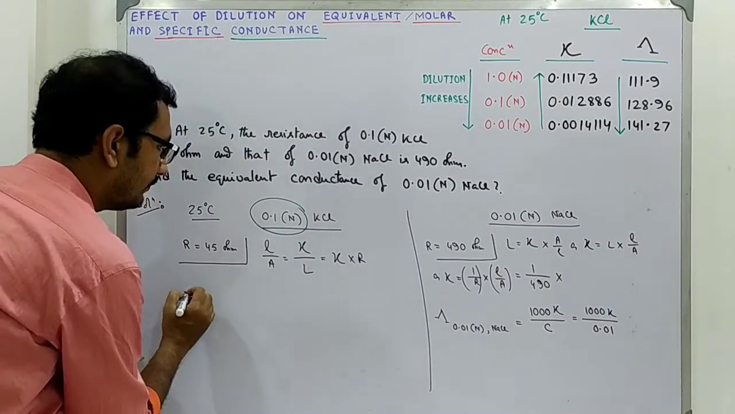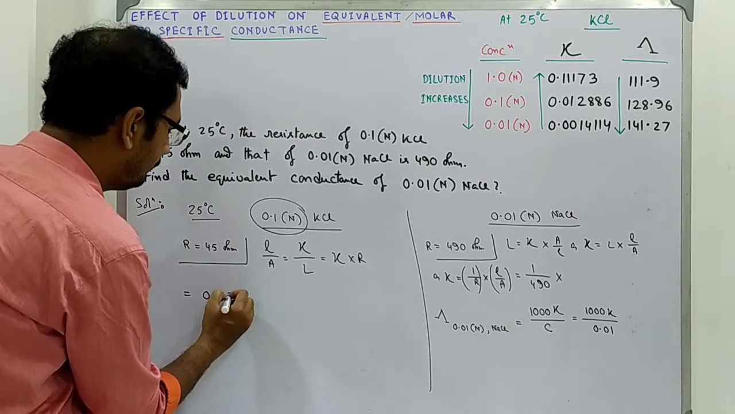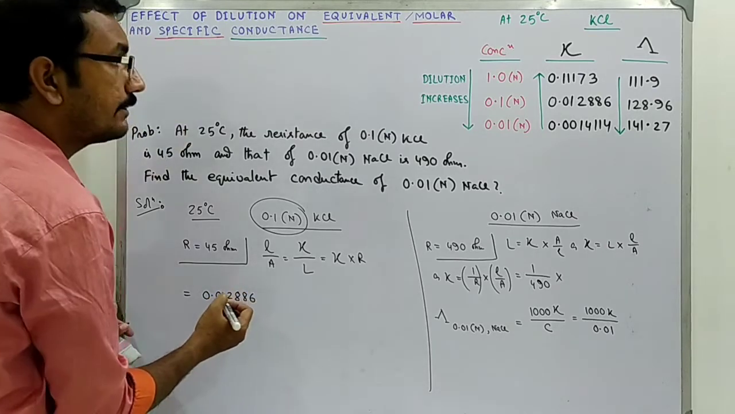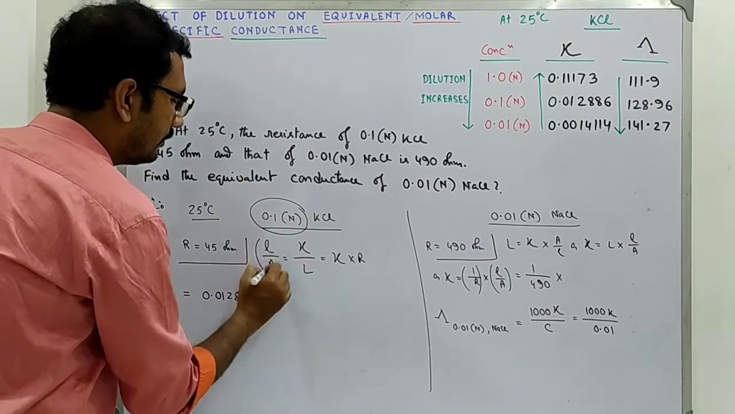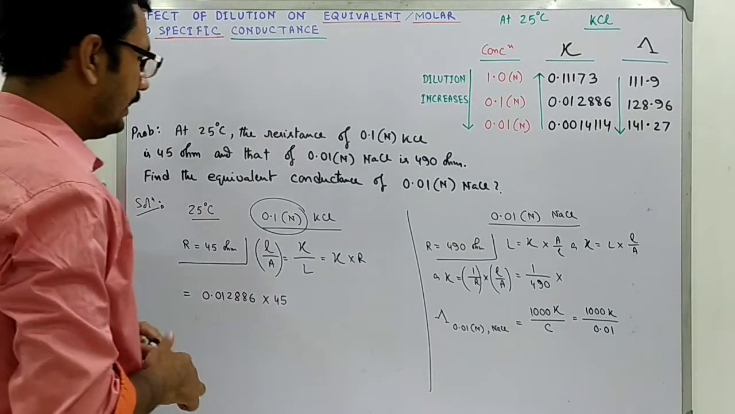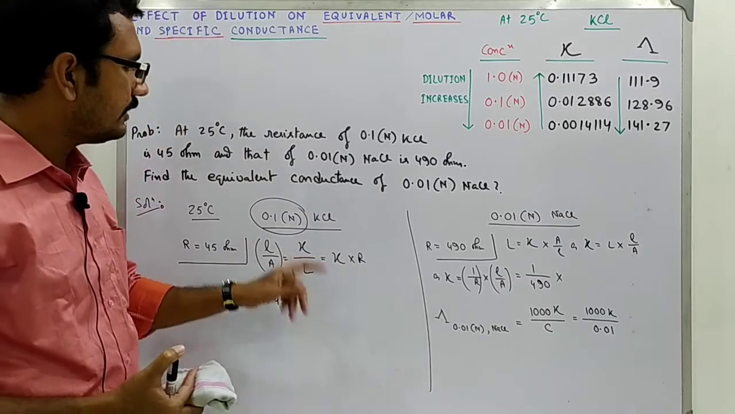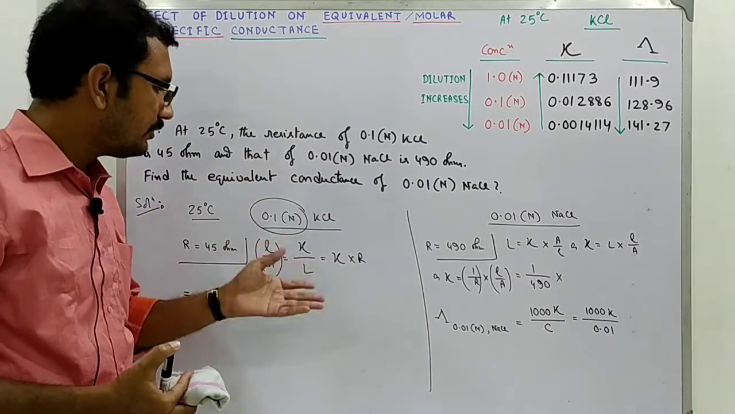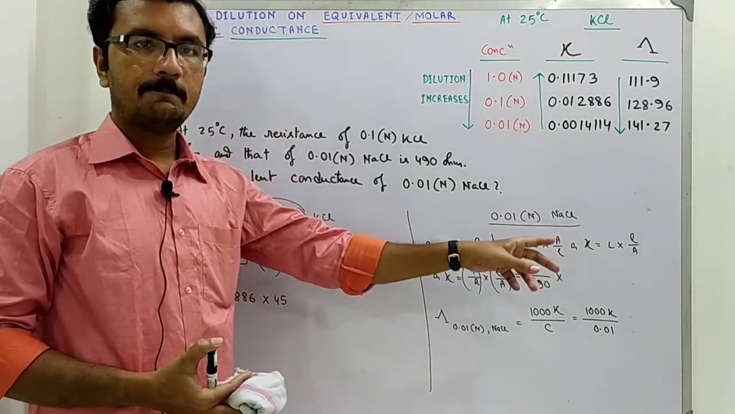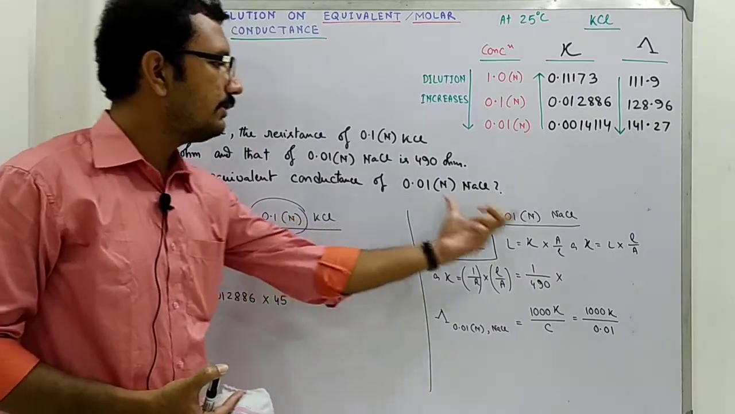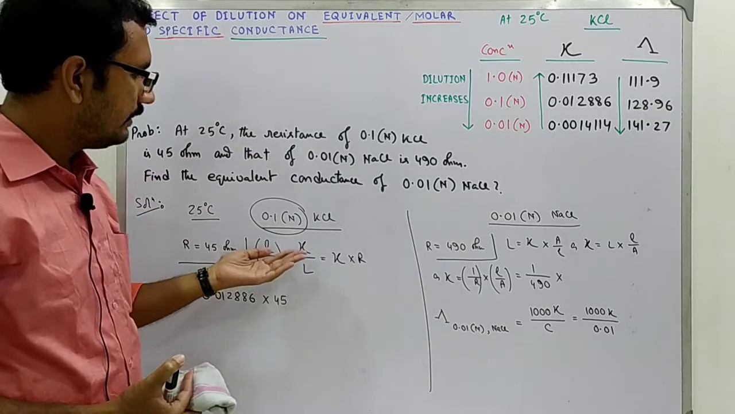You put here, equals, copy it correctly, 0.0128886 into the resistance, which is 45. So, you can have the value of cell constant. Now, kappa will change, and resistance will change for this solution when we switch from 0.1 normal KCl to 0.01 normal NaCl. When we switch from this solution to this solution, conductance and specific conductance will change, since the resistance is changing.